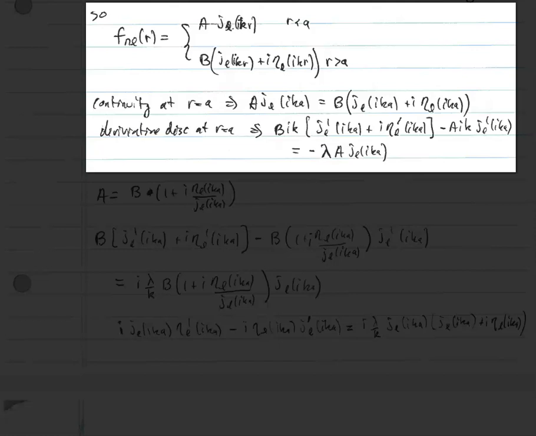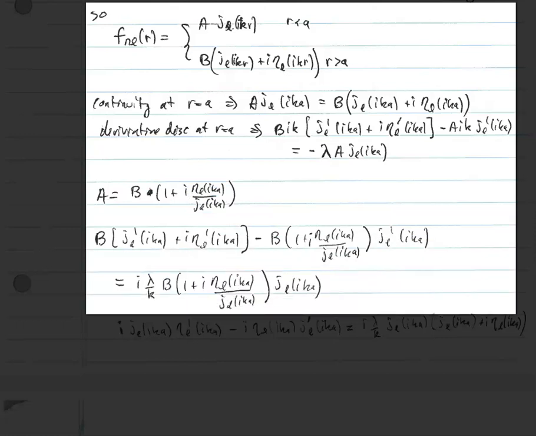So on the left-hand side, we're evaluating the derivative slightly larger than r equals a minus the derivative slightly less than r equals a, and we're setting it equal to the integral of the derivative that we get from the delta function, which is minus lambda times the wave function. So it's minus lambda times A j_l of ika. I could have also put in B times (j_l of ika plus i eta_l of ika), but this is, of course, an easier way of doing that. That's coming from the fact that the wave function itself is continuous at r equals a.